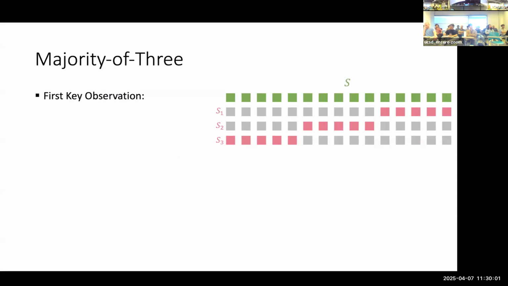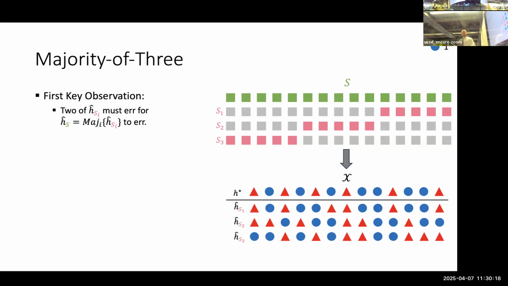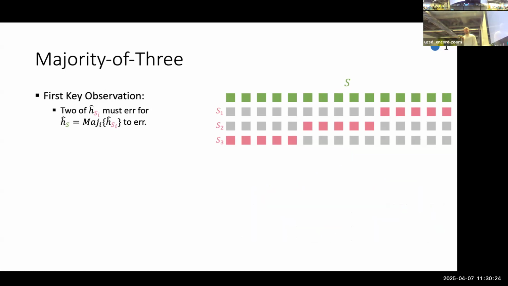So what's the first observation we need? This is a trivial one. For the majority to be wrong, at least two of them have to be wrong. Right? Okay, so that makes sense. So if this is the input domain X and this is H star, then they all make their predictions, and for the majority to be wrong, at least two have to be wrong.